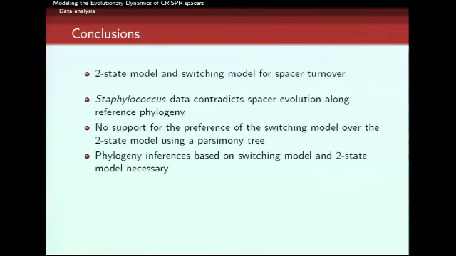So to summarize, I presented the two-state model and switching model for spacer turnover, and I compared them in simulation. In our Staphylococcus data, the data actually contradicts the spacer evolution along the species phylogeny. And if we use a parsimony tree, we don't find support for this switching model, so we need phylogeny inference to properly compare the two models.